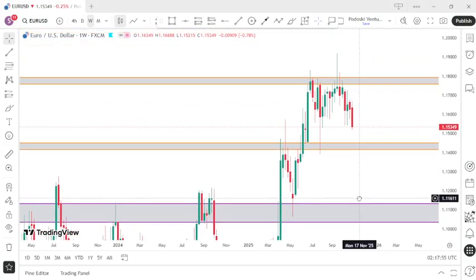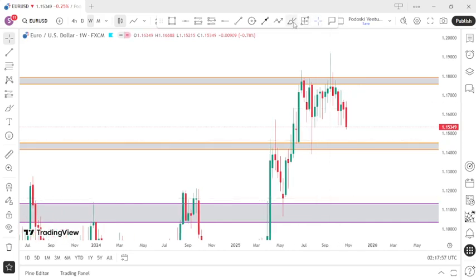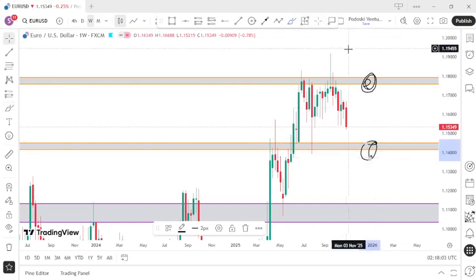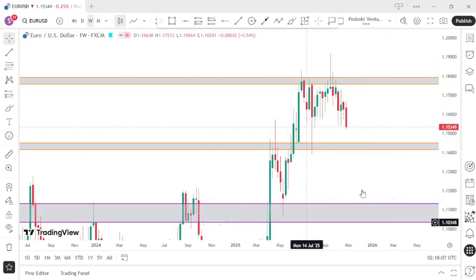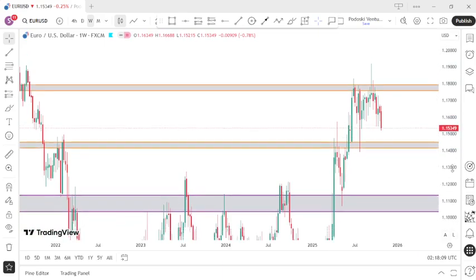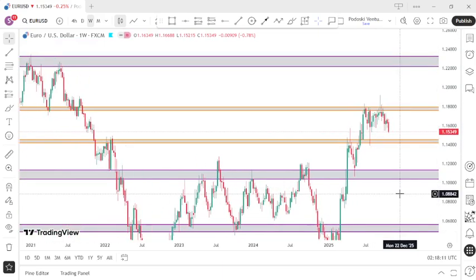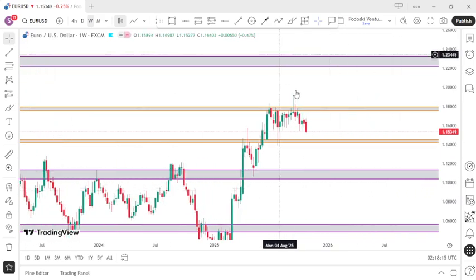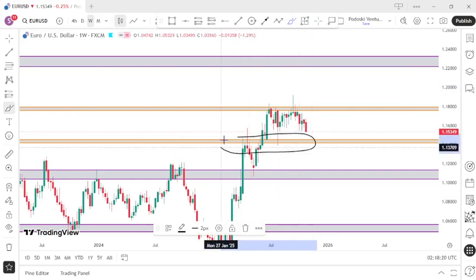So here on the weekly time frame, I have my weekly upper zone here and my weekly lower zone here. For the weekly time frame, price isn't showing us any structure, because for the sell to be confirmed, this demand zone needs to be broken.